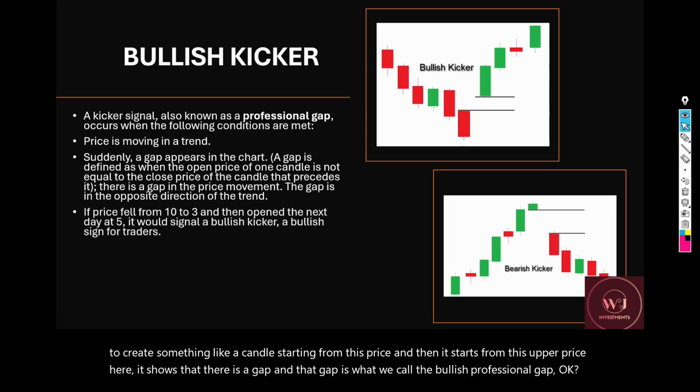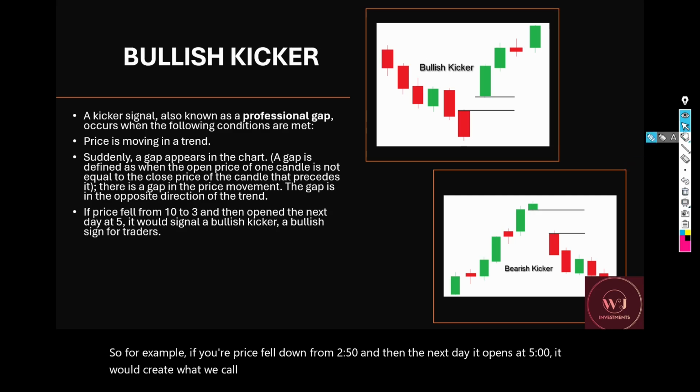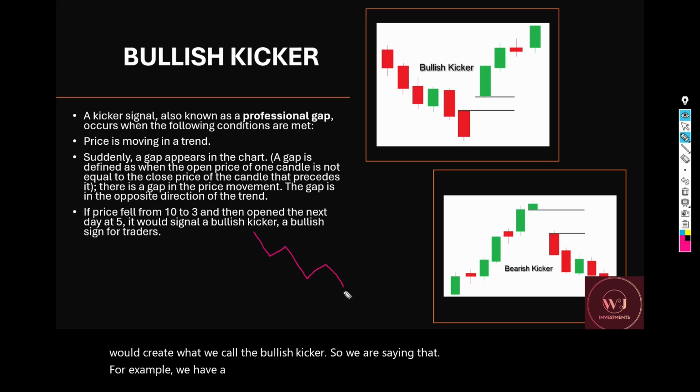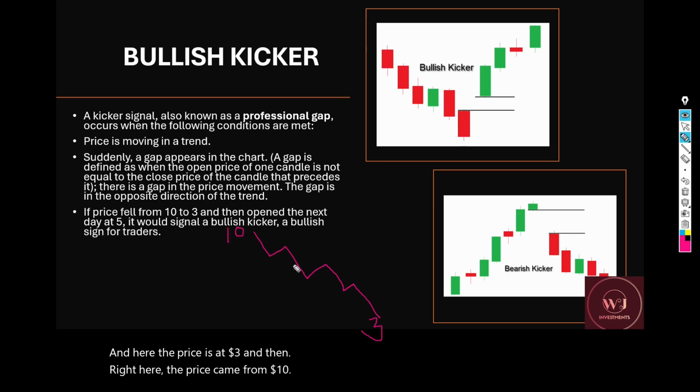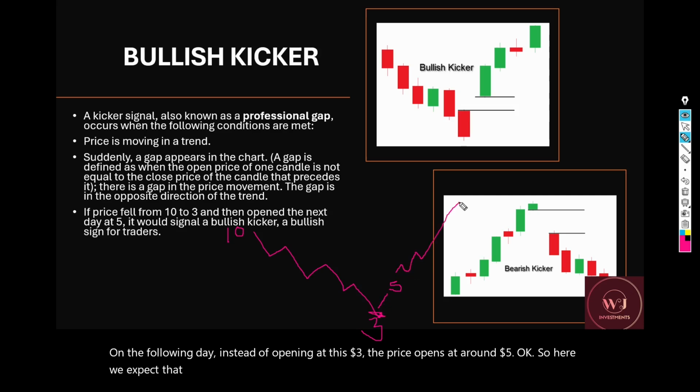So for example, if the price fell down from 10 to 3, and then the next day it opens at 5, it would create what we call the bullish kicker. So we are saying that, for example, we have a clear downtrend like this, and here the price is at $3, and right here the price came from $10. And the following day, instead of opening at this $3, the price opens at around $5. So here we expect that the price is going to keep moving upwards, and that is what we call a bullish kicker.